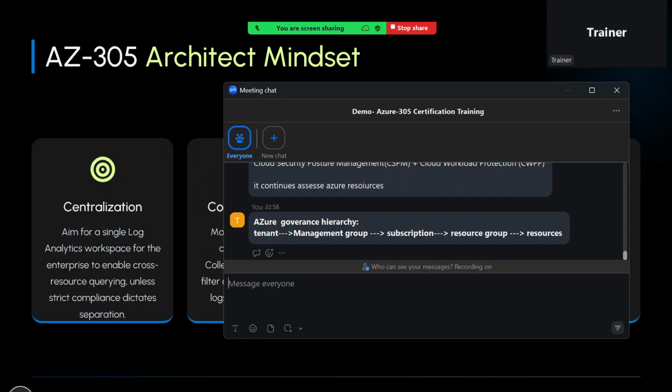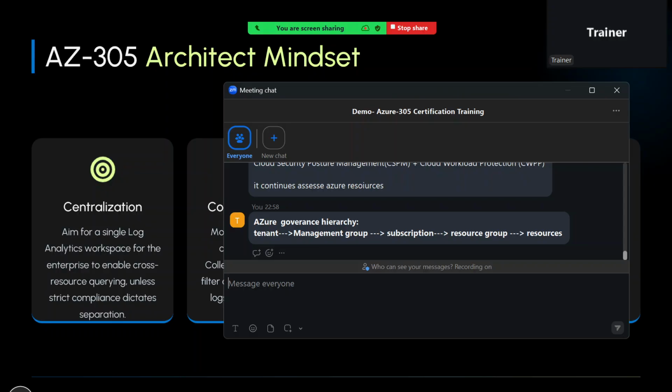Now let's take some exam scenario questions. If the scenario asks to apply governance across 100 Azure subscriptions, then the answer will be management group. If developers should manage resources but not assign permissions, then the answer is the contributor role. If an auditor requires read-only access, then the answer will be the reader role.